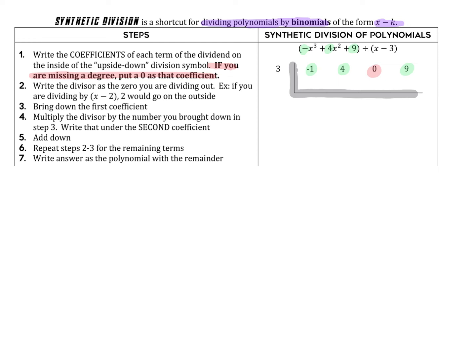The second step is you're going to write the divisor, the thing that you're dividing by. You're going to write it, you're going to think of it as a 0 that you're factoring out. So what makes this equal 0 if x is equal to 3?